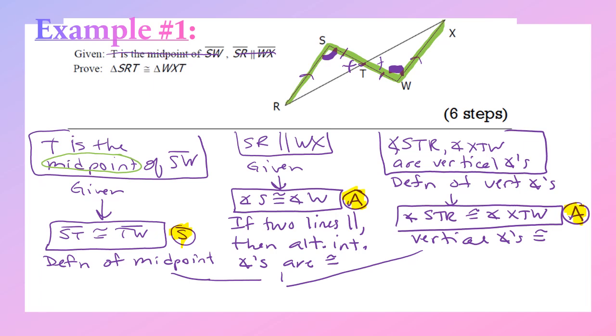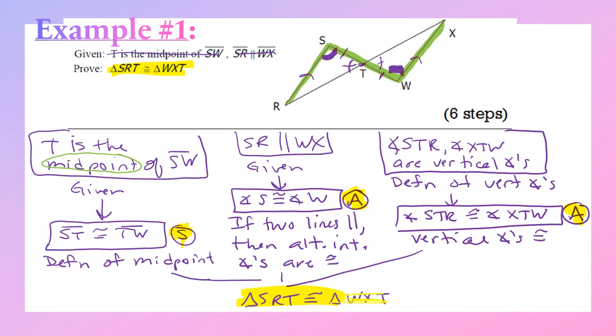Now, one thing about your final congruent statement, whatever you have written up here is what you want to write right here in this box. So there's no reason to go guessing. Don't change the order of the letters. Just copy that statement directly. So we're just going to say that triangle SRT is congruent to triangle WXT.